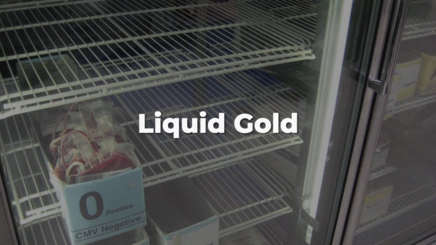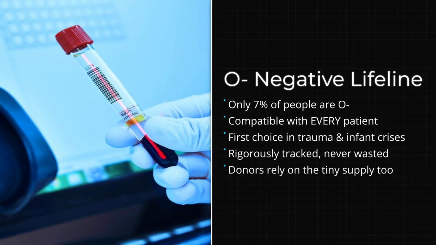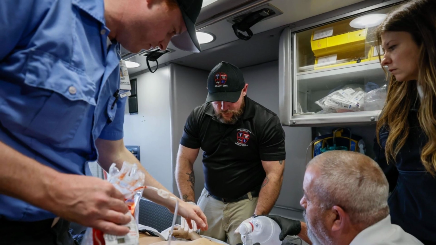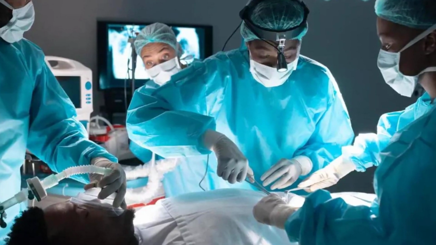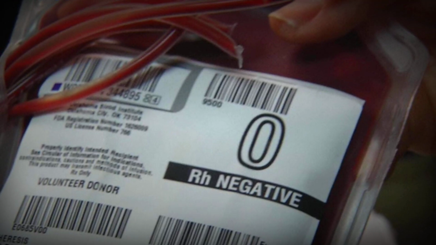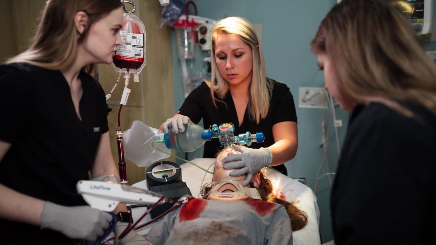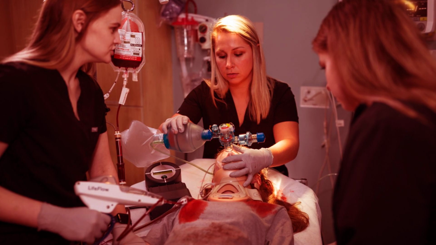Every unit of O negative in a blood bank is treated like liquid gold. It is rationed, tracked, and reserved for the most critical emergencies. It is the first thing paramedics grab, the first thing surgeons demand when someone is bleeding out. In disasters, mass casualties, or combat zones, O negative is what keeps people alive in the first crucial minutes.